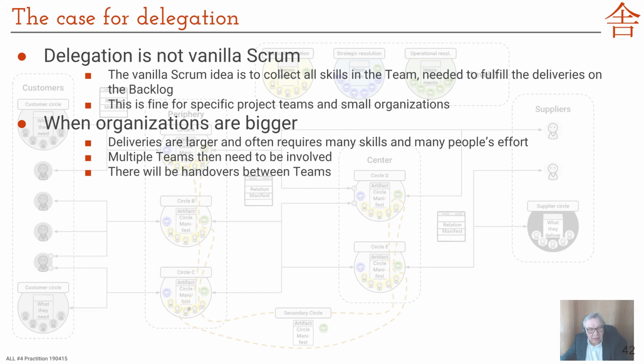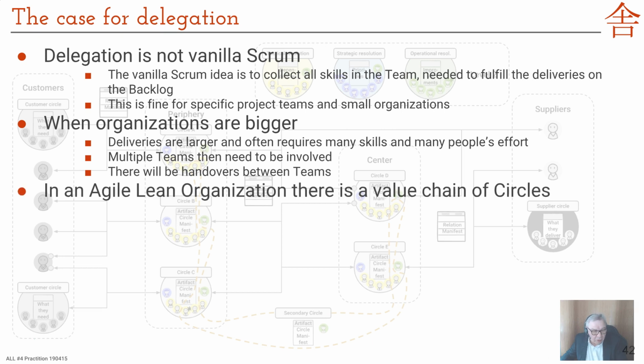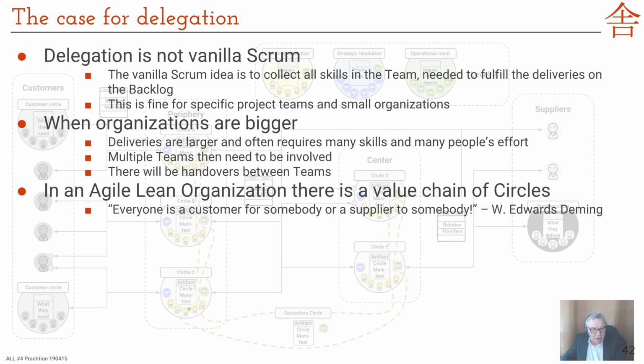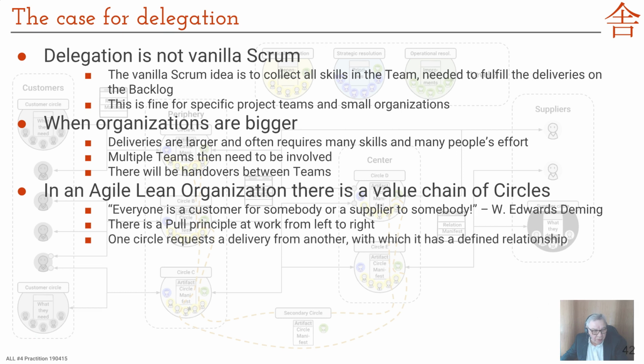Now that was not the idea in vanilla Scrum. It was to remove handovers and let everything happen in the team. And that's fine if you can, but very often you can't. So you will need handovers and you will need somebody delivering into your project. So we have this value chain that we saw. Everyone is a customer for somebody, supplier to somebody, like good old Deming said, and there's this pull principle.